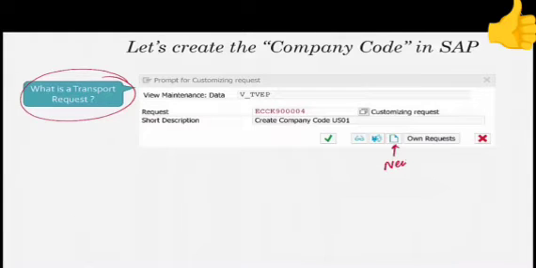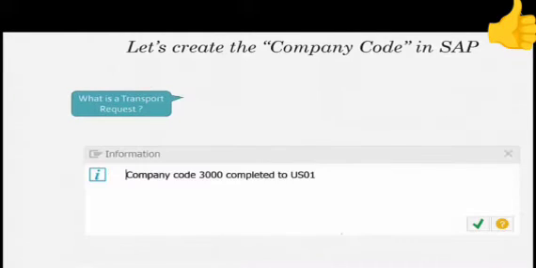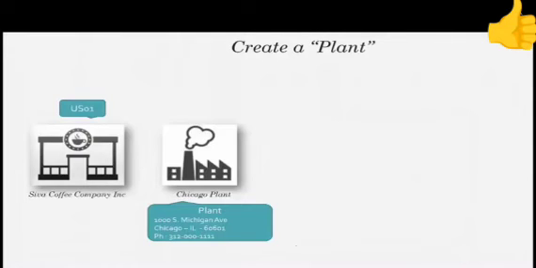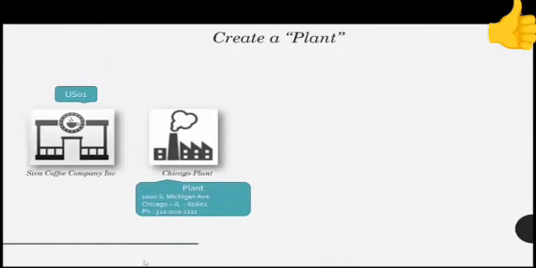And that assigns a unique transport request number and a description to this change. The reason why we do that is so that anybody down the line can track who has created it, at what time, and what exactly is this change. The next topic is a plant. Plant is also an enterprise structure.